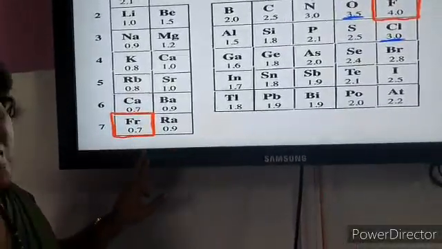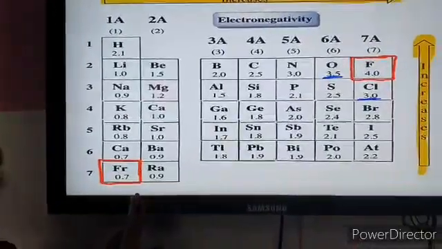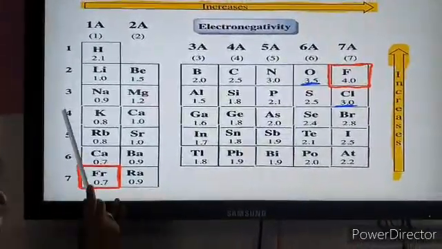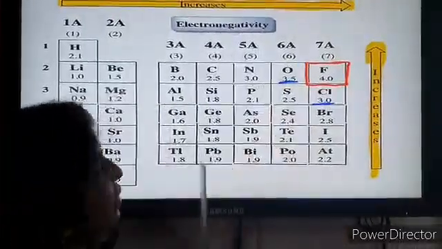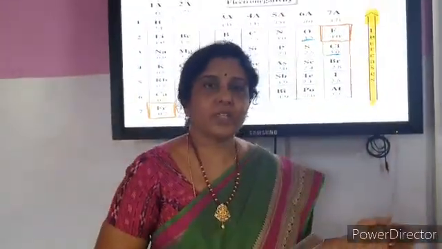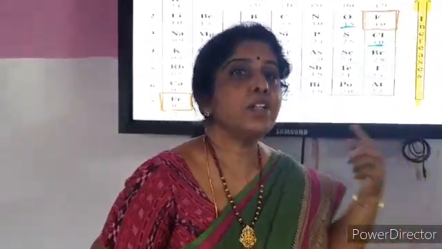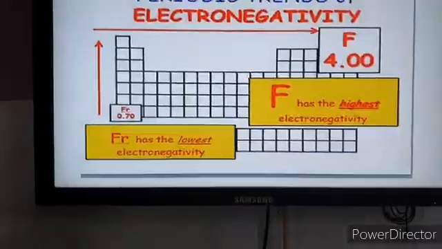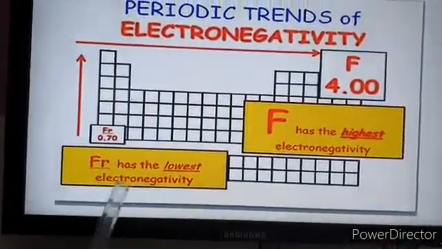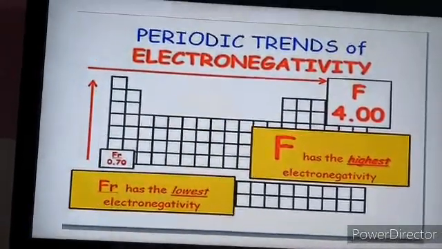You can say it is only 0.7, because as you move down, what is happening to electronegativity? It is decreasing, and when you move from left to the right, it is increasing. So all these three, ionization energy, electron affinity and electronegativity, they decrease down the group and increase when you move from left to the right in a period. So let us see here. This table also shows the highest electronegative value and the least electronegative value of francium.